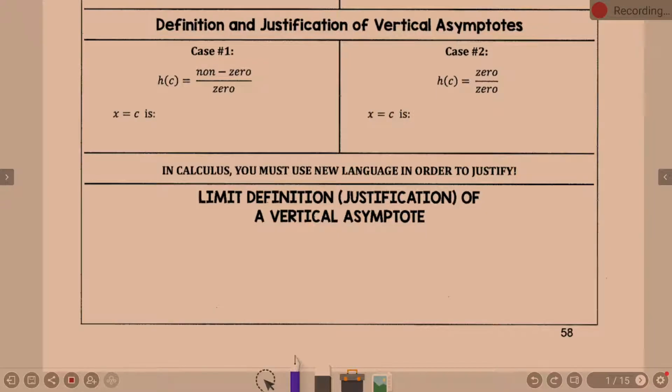Picking up where we left off, Lesson 1.7. Yep, lesson 1.7. We were ready to talk about definition and justification of vertical asymptotes.